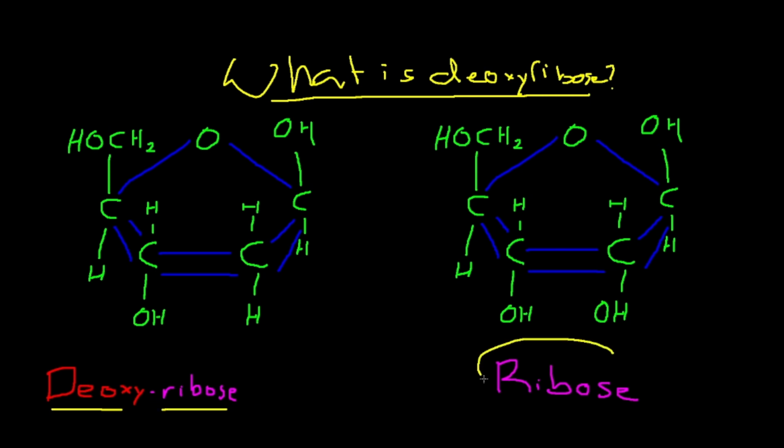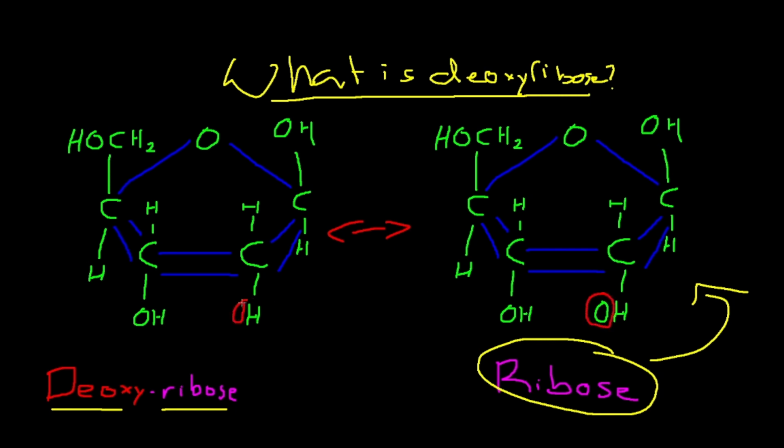So this is what a regular ribose molecule looks like. As you can see here, the only difference between these two molecules is the missing oxygen atom right here. We don't have this oxygen atom that is supposed to be here. It's gone. So that's why we call it deoxy, meaning losing an oxygen atom, and then ribose, our sugar.